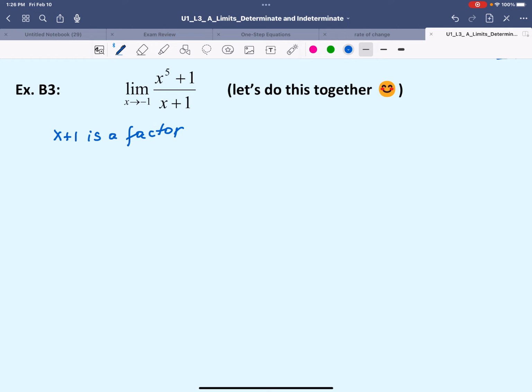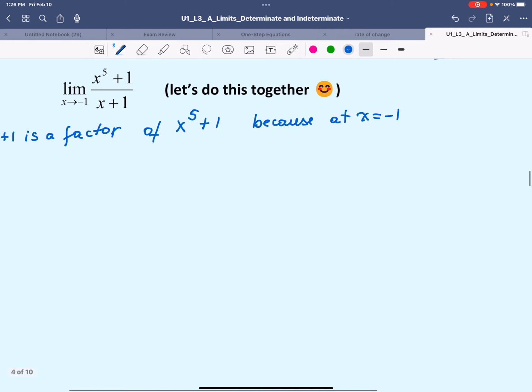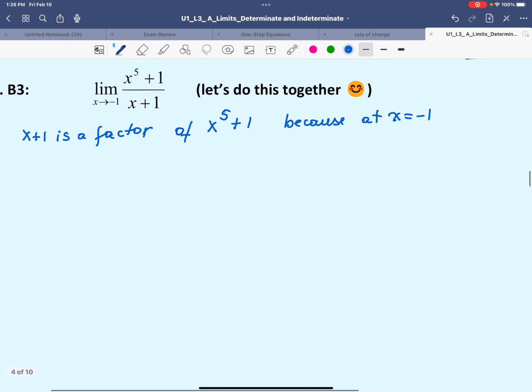So we're going to say that x plus 1 is a factor of x to the power of 5 plus 1 because at x equals negative 1, the value of x to the power 5 plus 1 would be equal to 0, because negative 1 to the power 5 plus 1 equals 0.